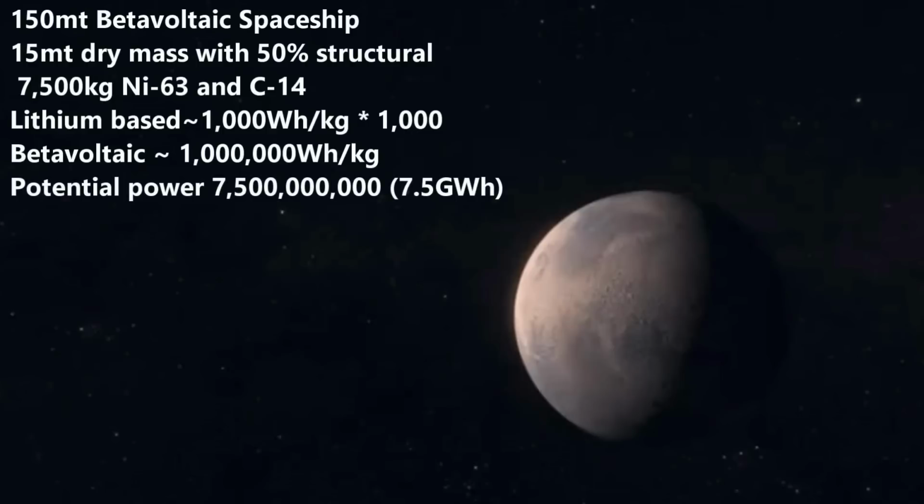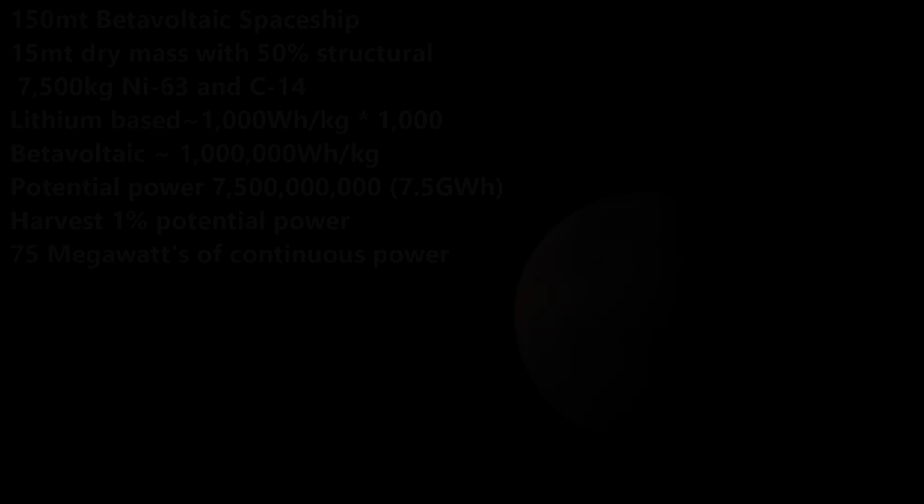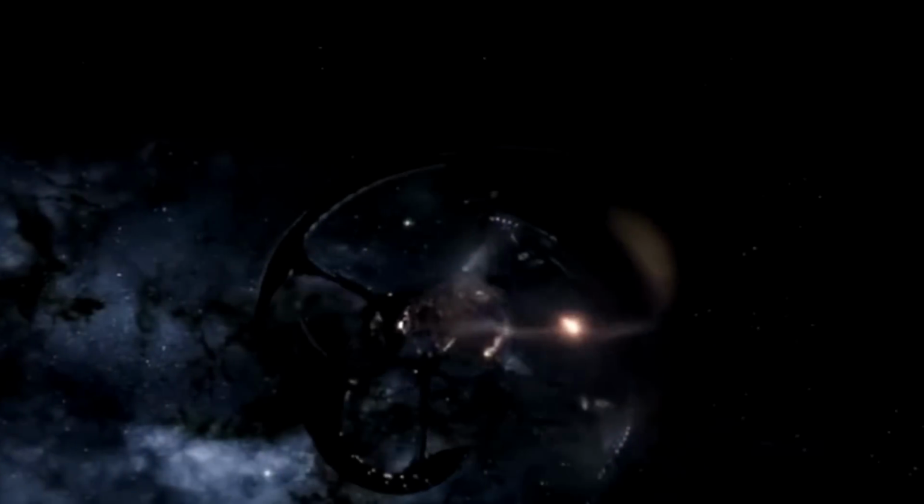Now, nuclear batteries are different than regular batteries, as they recharge themselves through beta decay as they discharge energy, making more. If we could only harvest 1% of this potential energy, we could have a 150 metric ton spaceship producing 75 megawatts of power for half a century. With that much power, we could have very strong magnetic shields to protect us from galactic radiation, and extremely efficient and powerful ion and thermoelectric thrusters.